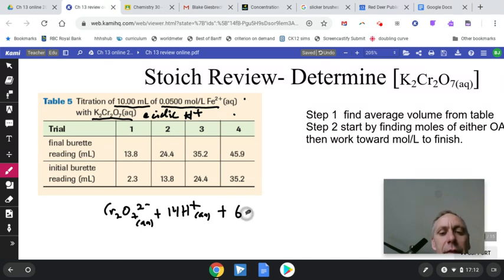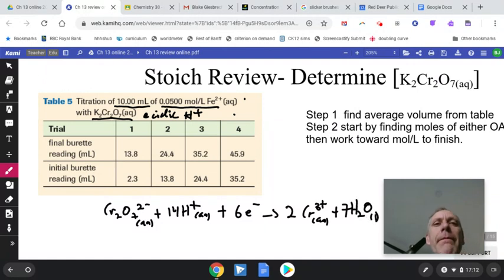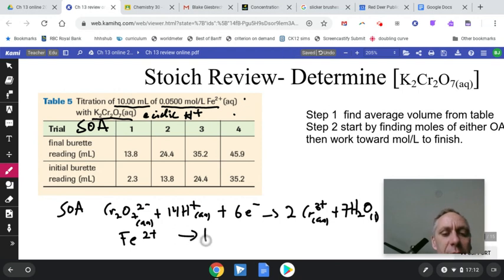Reacts with 6 electrons to make 2 Cr3+ and 7 waters. Okay, so there's our strongest oxidizing agent half reaction. So what's the other player in this? Iron 2+. As a reducing agent, it has to lose electrons. So that means it has to make the more positive Fe3+ and lose 1 electron.